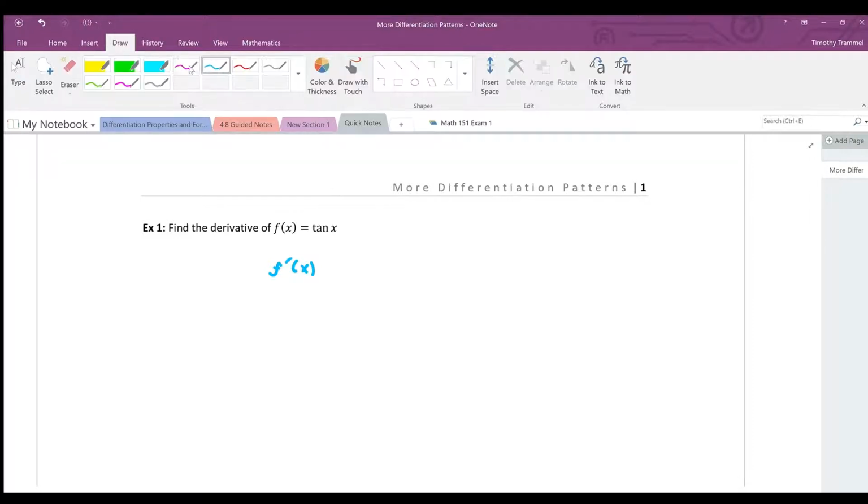And so to show you what I mean, we could rewrite this tangent here as sine of x over cosine of x. And so what this means is if we want to take the derivative of tangent of x, we can just use the quotient rule and differentiate this. Okay. Let's go ahead and do that. I'm going to make a little more room. There we go.